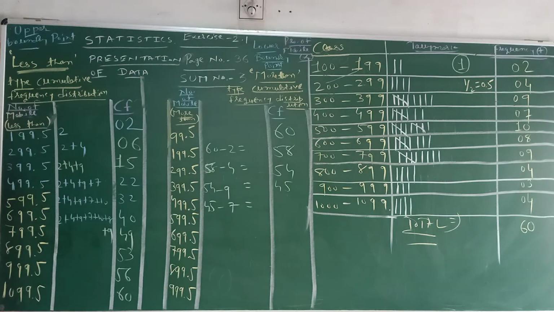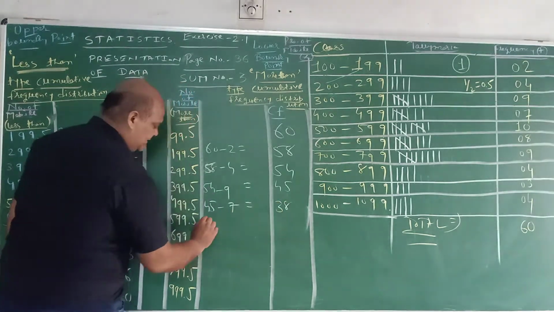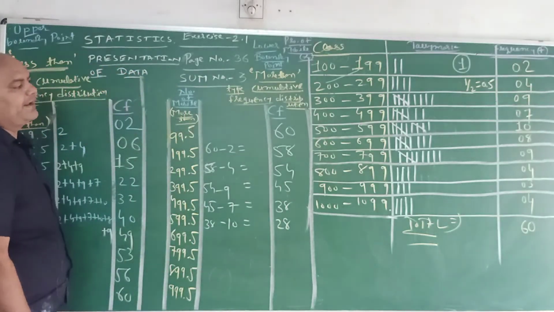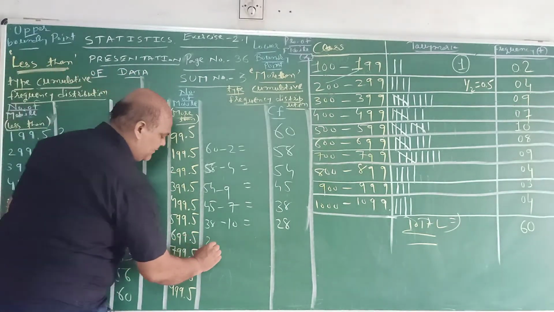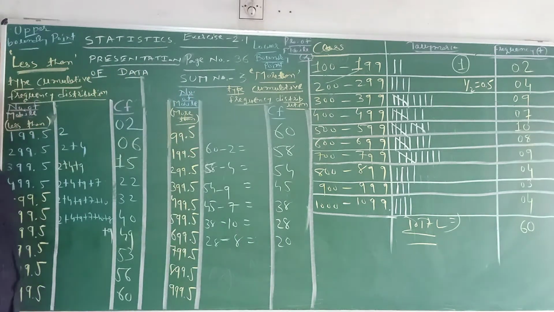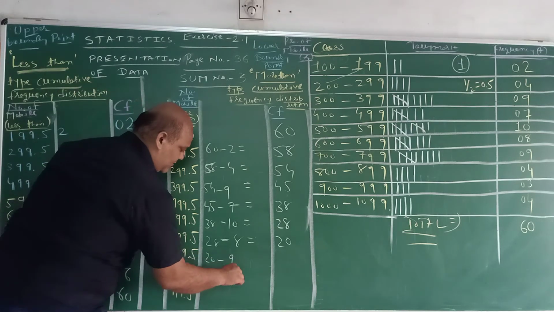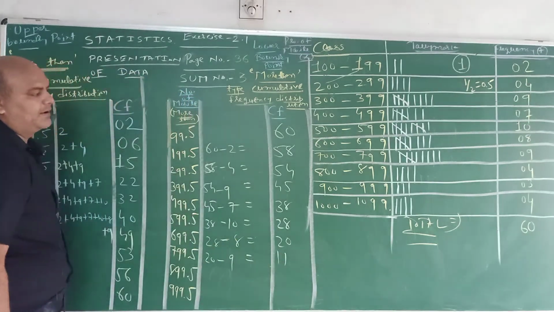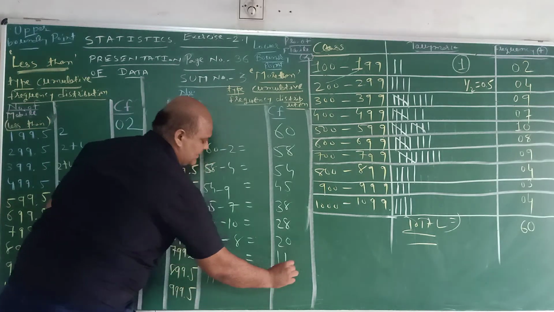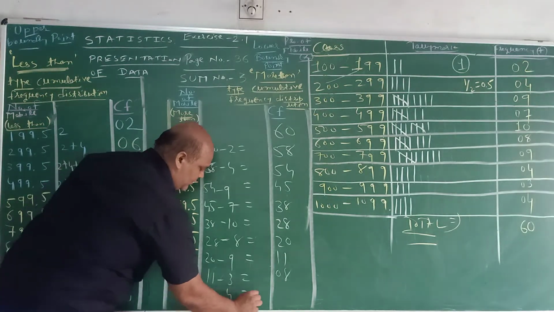45 minus 7, that is 38. After that, 38 minus 10, it is 28. 28 minus 8, that is 20. 20 minus 9, that is 11. 11 minus 3, that is 8. And last is 8 minus 4, it is 4.